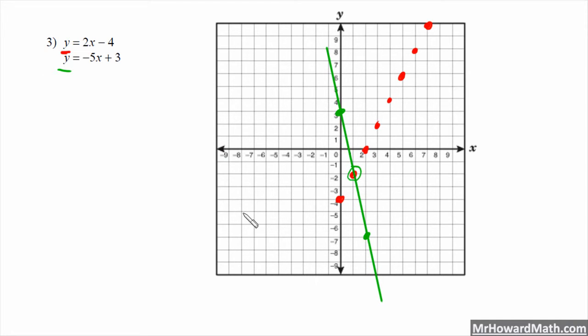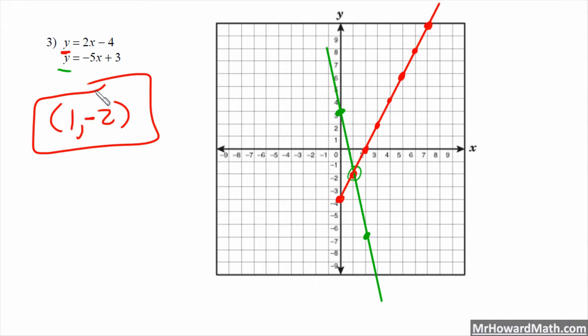Here and here. That's not very good. Let's try that again. So the intersection is at the ordered pair 1, -2. This intersection, the point that they share, is 1, -2. So the solution to this linear system is 1, -2, and we would say there is one solution here. There's only one point that they share.